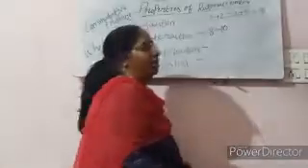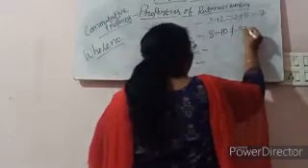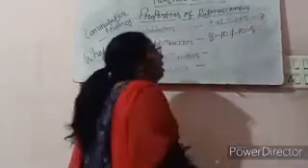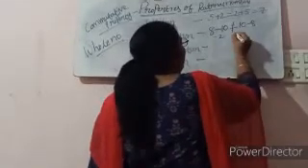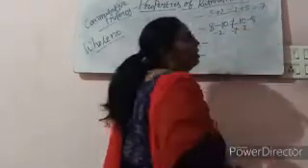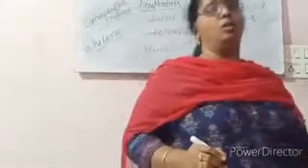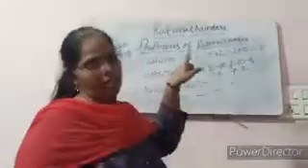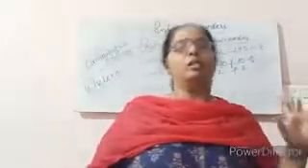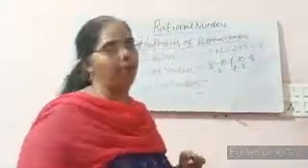8 minus 10 is not equal to 10 minus 8. 8 minus 10 value is minus 2, and here the value is 2. So which is not equal. So in subtraction, the commutative property won't be satisfied. It does not hold good.